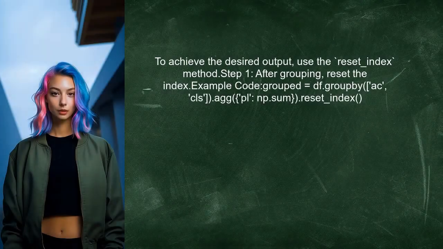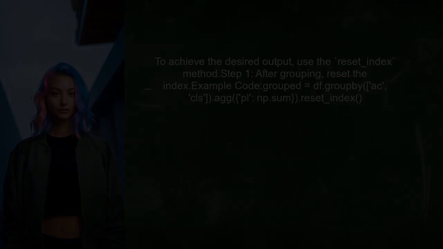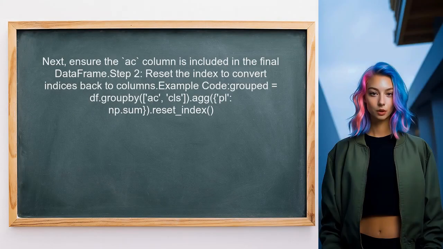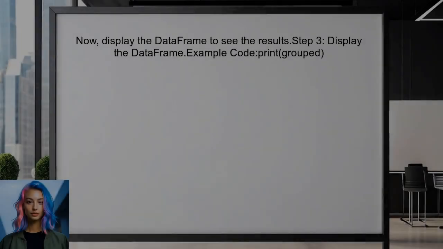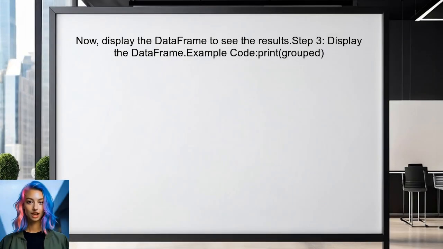To achieve the desired output, the user can use the Pandas library's reset_index method after performing the GroupBy operation. This will help in filling the A column appropriately. Next, the user should ensure that the A column is included in the final data frame. This can be done by simply resetting the index, which will convert the grouped indices back into columns. Now the user can display the data frame to see the results.